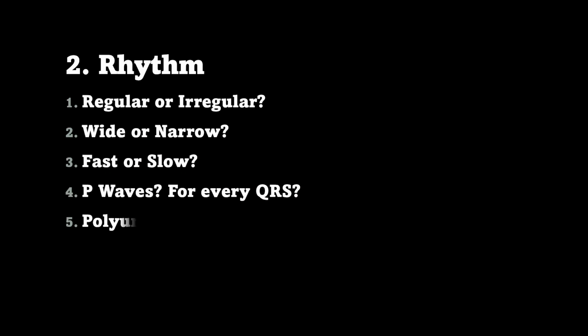Now we get into rhythm. These are the 6 steps to use when you're interpreting lead 2 to decide your rhythm. So you're going to have, is it regular or irregular? Is it wide or narrow? Fast or slow? Are there P waves? Are there P waves for every QRS? Is there any polyuria? And number 6, own it.